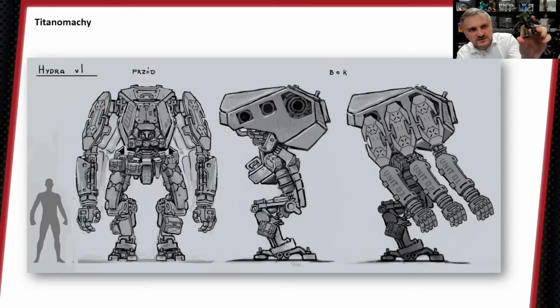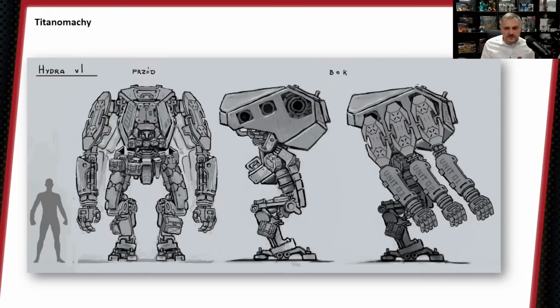So just imagine 80, a little bit bigger than this model, is the small mechs. So you take them like 3 or 4 in your army, then you take the bigger ones. The biggest ones, which we plan to be about 13 centimeters, something like that, so twice that size.